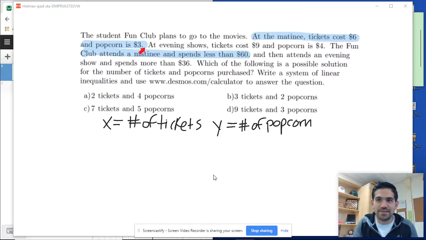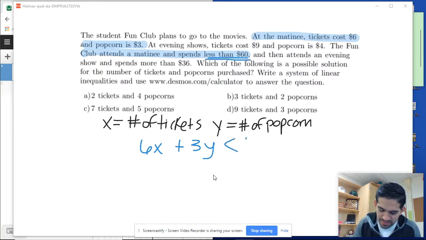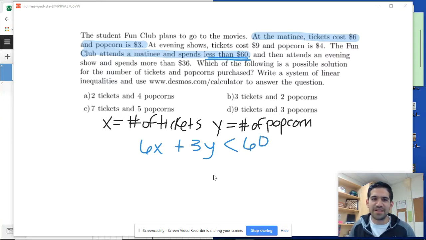So that means we're going to do 6x plus 3y. The reason I'm using x and y versus t and p as variables is that I'm going to put this in Desmos in a little bit, and I want to be able to use x and y. Now, the key word here is that it spends less than $60. So we use the less than symbol, 60. That's my first inequality. We'll graph it in a little bit.